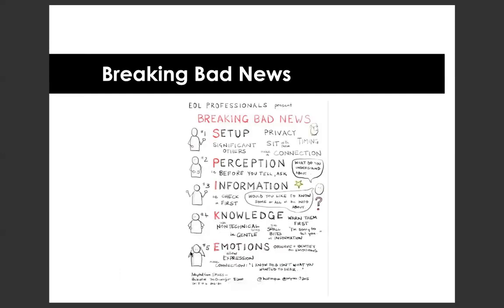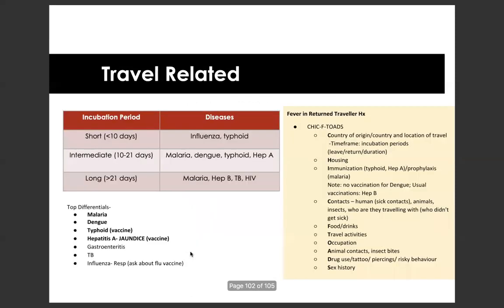And this can easily come up as a Breaking Bad news station. So I'm sure you've heard of the SPIKES mnemonic to help structure a framework to address it. Next slot is travel-related diseases.